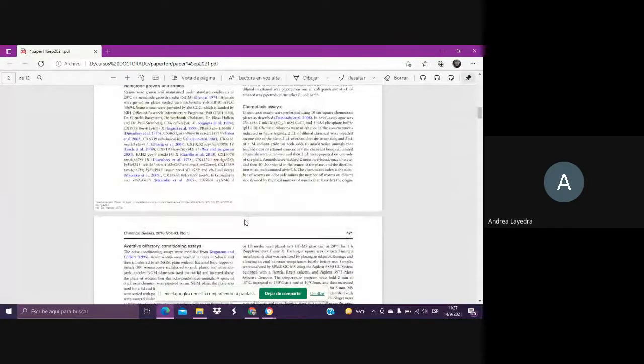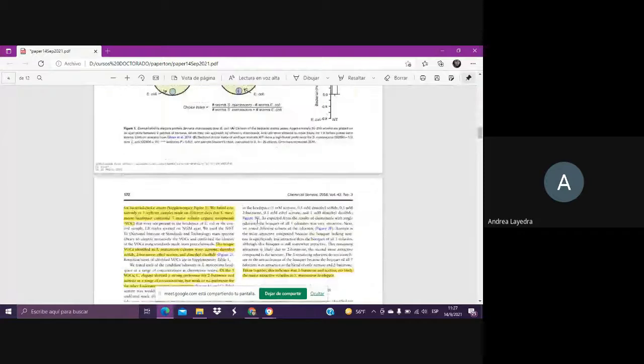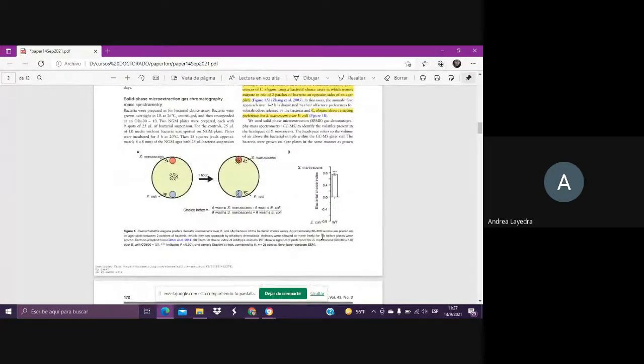First, they identify the bacterial choice index. For this purpose, they evaluated the olfactory preference of C. elegans using bacterial choice assays in which worms migrate to one of two patches of bacteria on opposite sides of an agar plate. Here you can see the animal's first approach over 1 or 2 hours is dominated by their olfactory preference for volatile odors released by the bacteria, and C. elegans shows a strong preference for Serratia over E. coli.